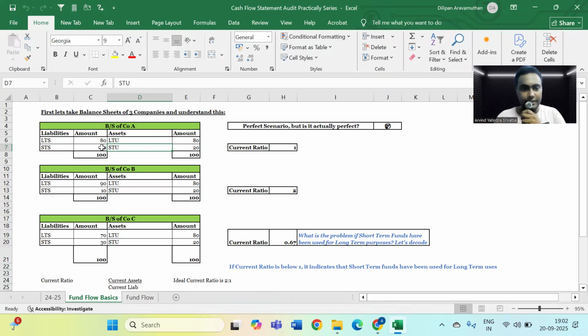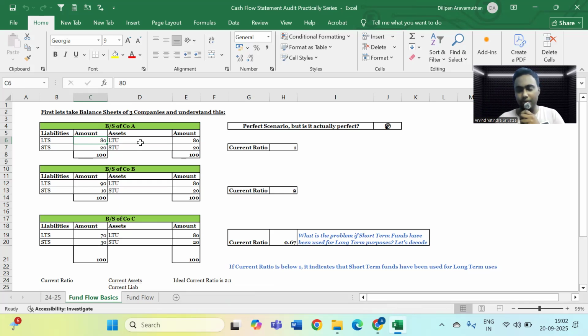If you're able to see here, my long-term source of funds is 80, my short-term source of funds is 20, my long-term uses are 80, and my short-term uses are 20. So you will see that my long-term source of funds perfectly equals my long-term uses of funds, and my short-term source of funds perfectly equals my short-term uses of funds. It is a very perfect scenario in the sense that whatever long-term source of funds I'm getting from my fund providers, I am exactly investing in my long-term uses, which is perfectly fine. The same applies to my short-term sources. So this is a very good scenario.